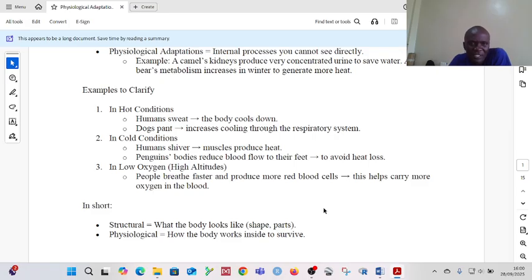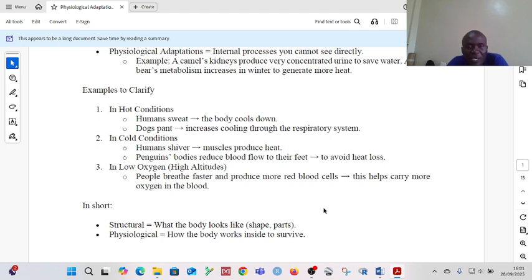Okay? So, to clarify, let's look at some more examples. During hot conditions, for example, as a human being, you sweat. Sweating cools down the body. When it is hot, you will see a dog laying down, opening its mouth, and breathing through the mouth. That one we call panting. What panting does to the dog is that it increases the cooling of the dog's body through the respiratory system. In the converse, during cold conditions, humans shiver. Okay? You shiver. What happens when you are shivering is the muscles are rubbing against each other so that they can produce heat. Remember, it's cold, so you need heat.